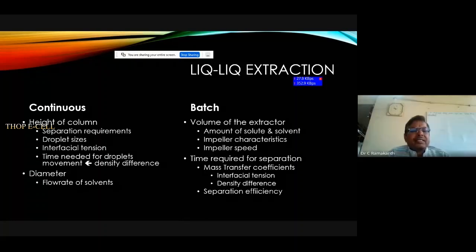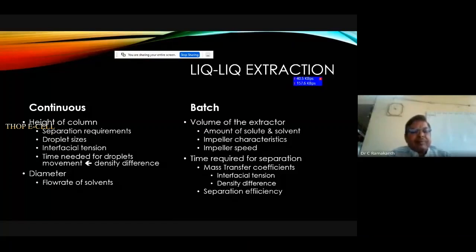So liquid extraction again is in continuous mode. It's more like a tower, a big vertical column. There are droplet sizes, interfacial tensions, and the time needed for the droplets to move up and down, which again depends on the density difference between the two liquids. These are the considerations for the height, whereas the diameter and flow rate of the solvents are one of the main considerations.